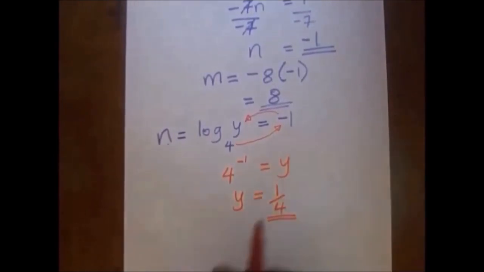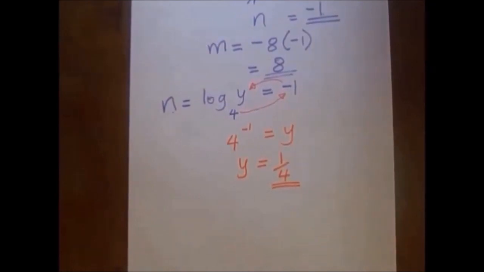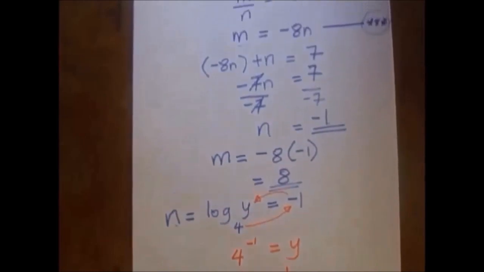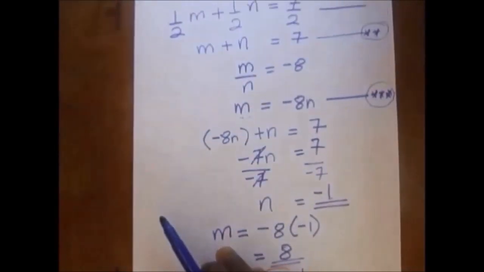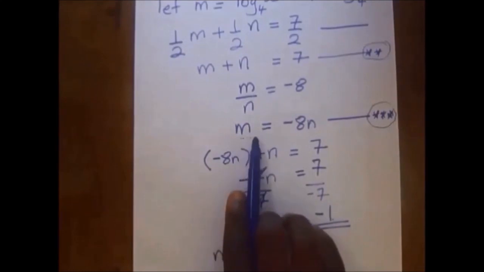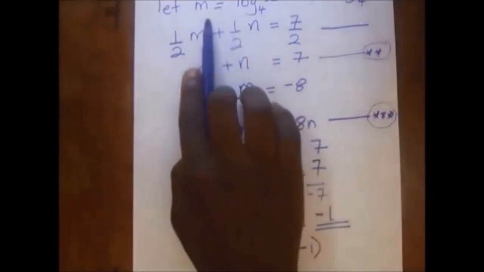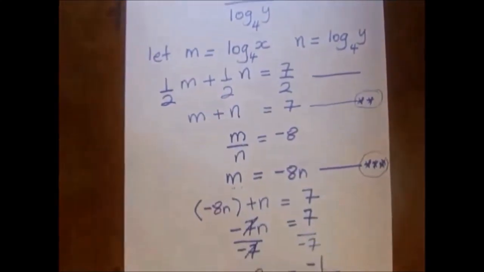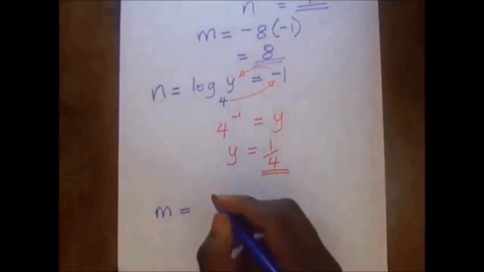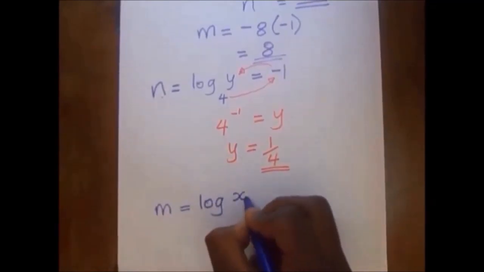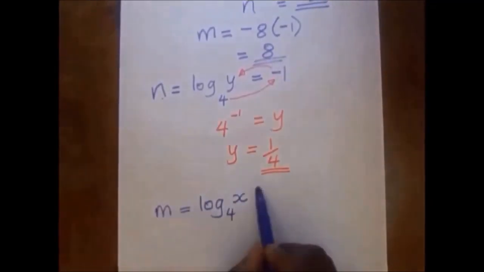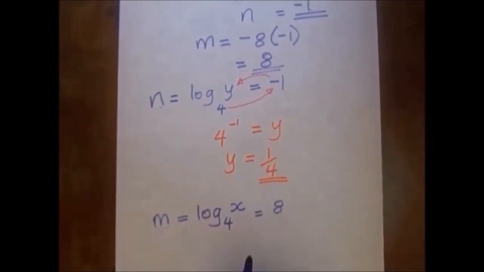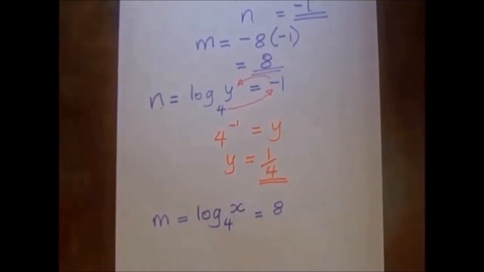So what about our value of x? We know that our value of m, according to our previous steps, is going to be equal to the logarithm of x to the base 4. So it is what we shall be filling here. M is going to be the logarithm of x base 4. But we know that this value of m, we got 8. So this is equivalent to 8. Still, we are going to convert that log into an index.